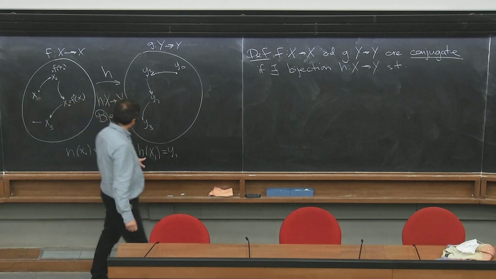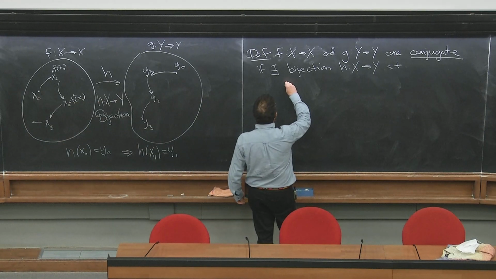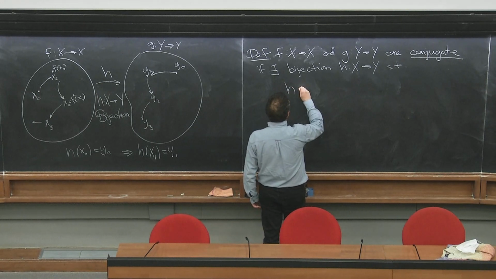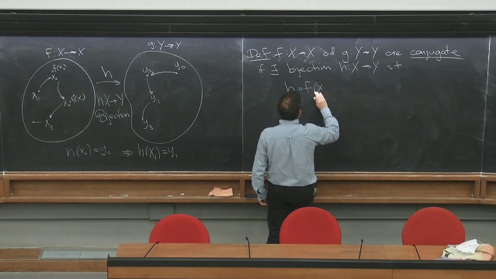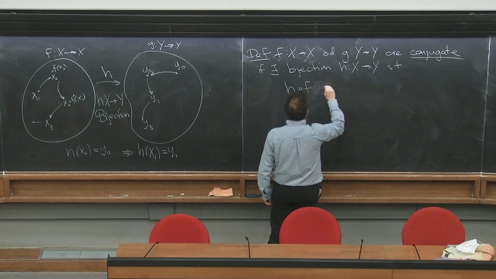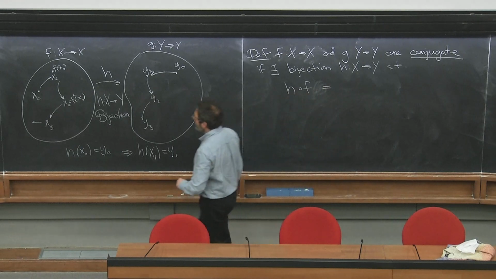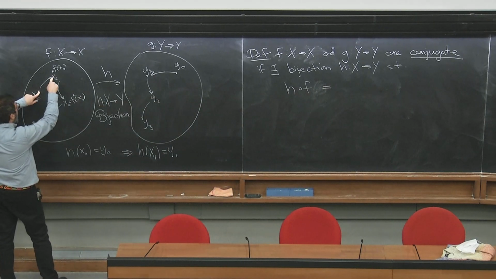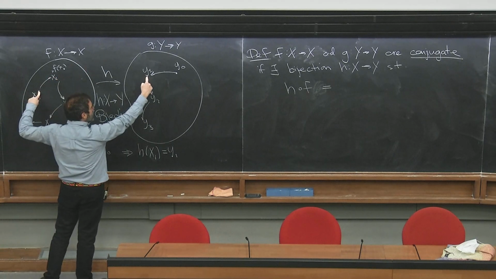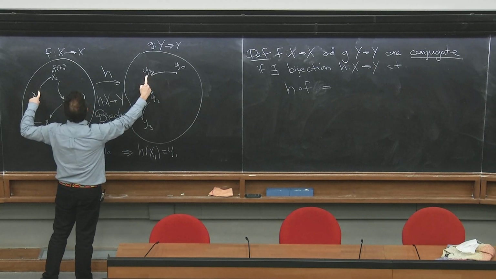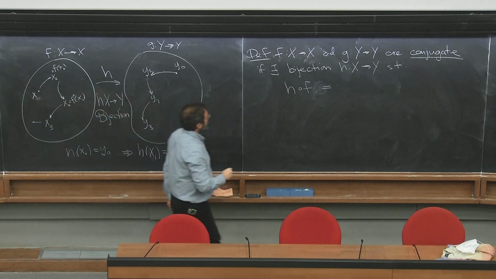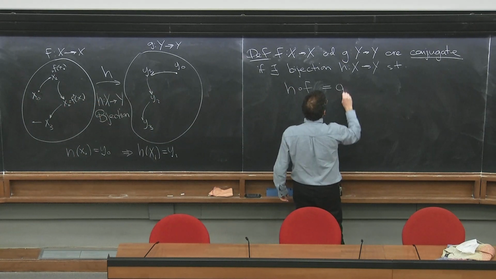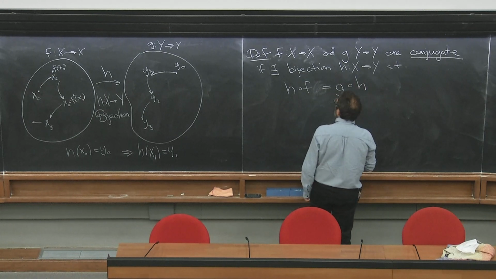So the formal way to put everything together is saying that if you compose H with f, H composed with f, which means that if you take a point here, x0, and you apply f, and then you apply H, you get y1. And this gives you exactly the same point that you get if you apply H to the initial point and then you apply G, right? So H composed with F is the same thing as G composed with H.